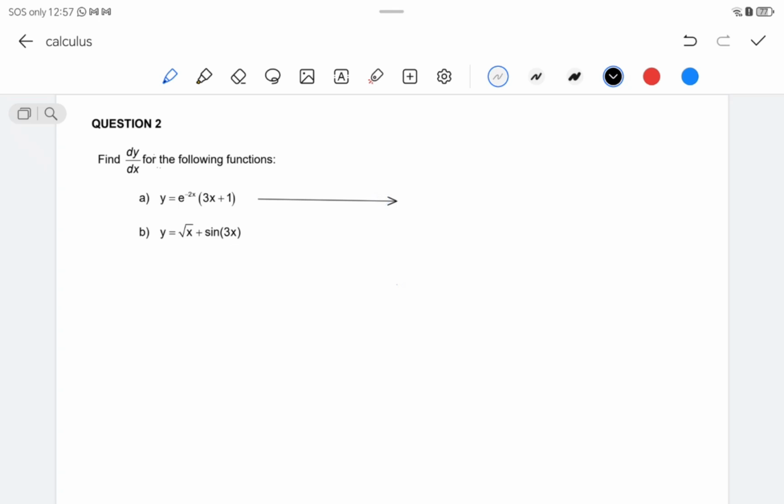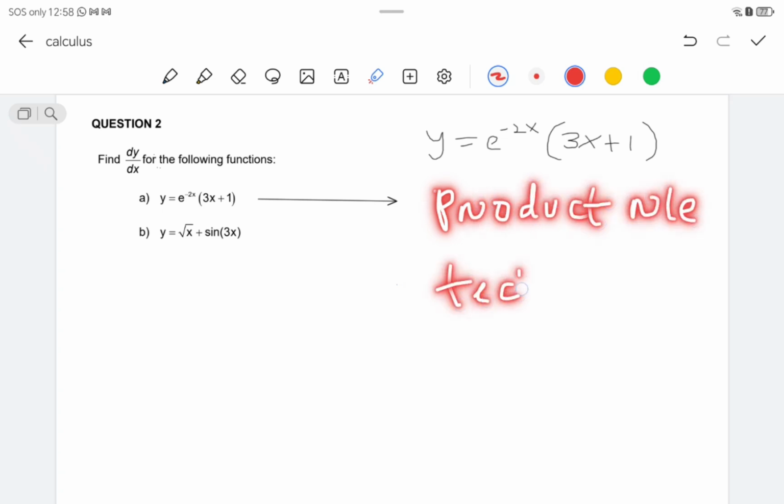Now that we are finished with the explanation of techniques, let's test those techniques on questions, shall we? Question 2a. The question is y equals e to the power of negative 2x multiplied by the quantity negative 6x plus 1. For this question we will be using the product rule technique.